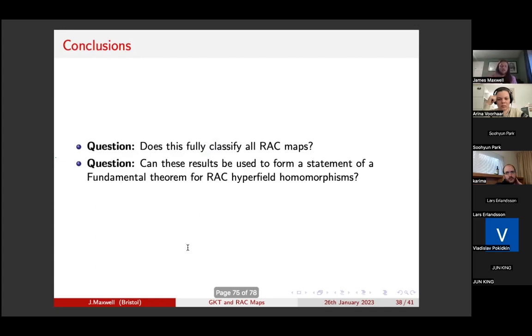And can these results be used to form a statement of a fundamental theorem for RAC hyperfield homomorphisms? So in the classical theory, Kapranov's theorem is used to prove a fundamental theorem using ideals. Like I mentioned earlier, it's a bit tricky to understand the notion of a polynomial ideal over hyperfields. But there is still hope on these two questions that we're looking at.